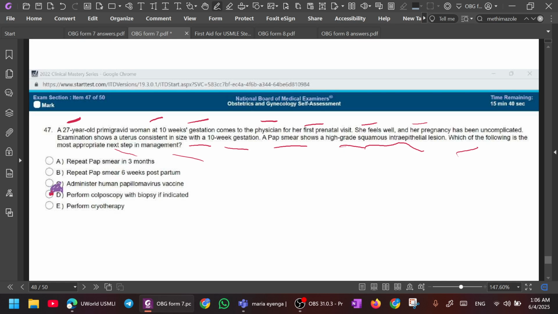Ready? Yes. Please perform colposcopy with biopsy if indicated.